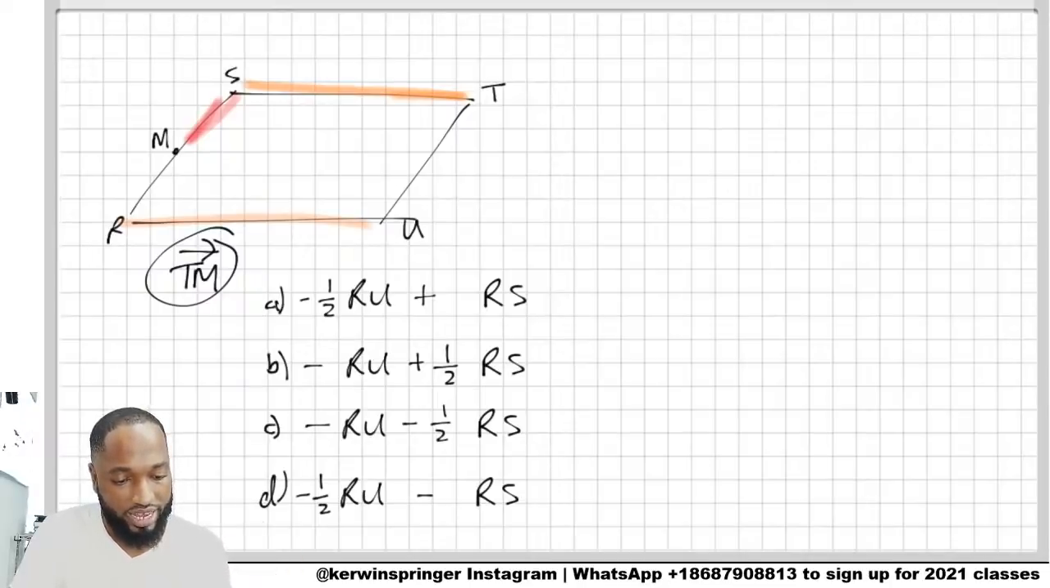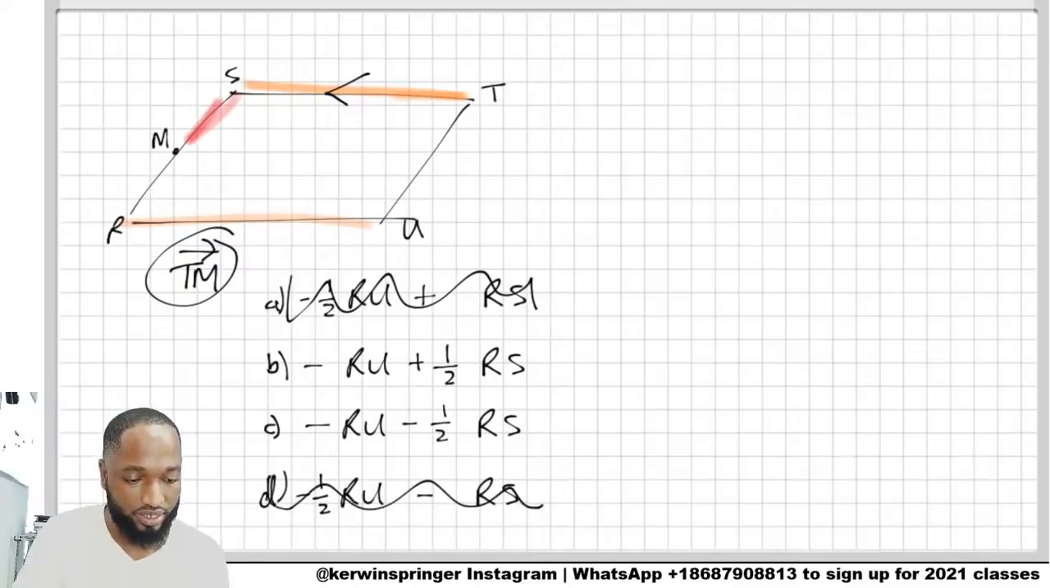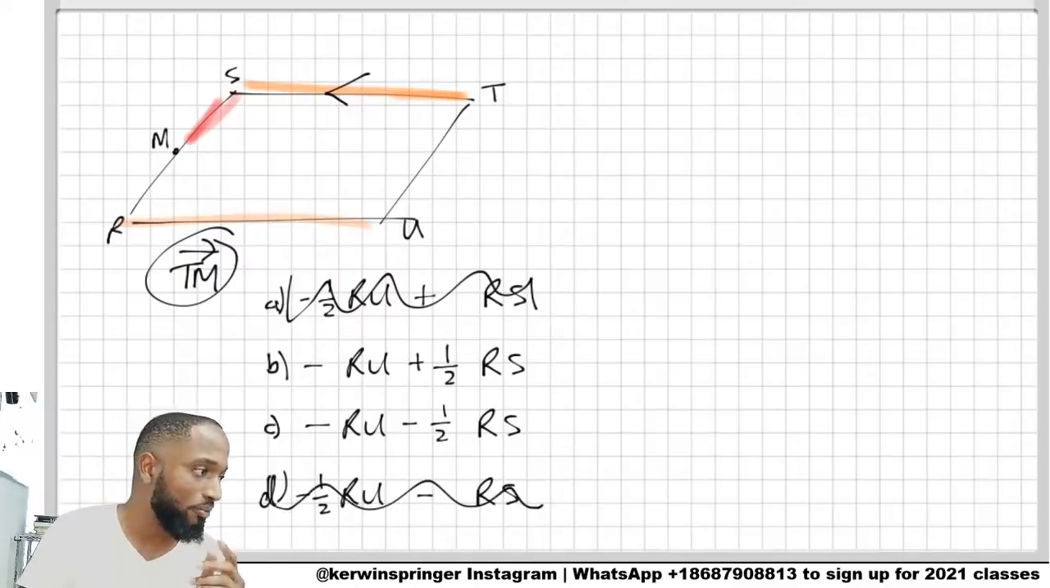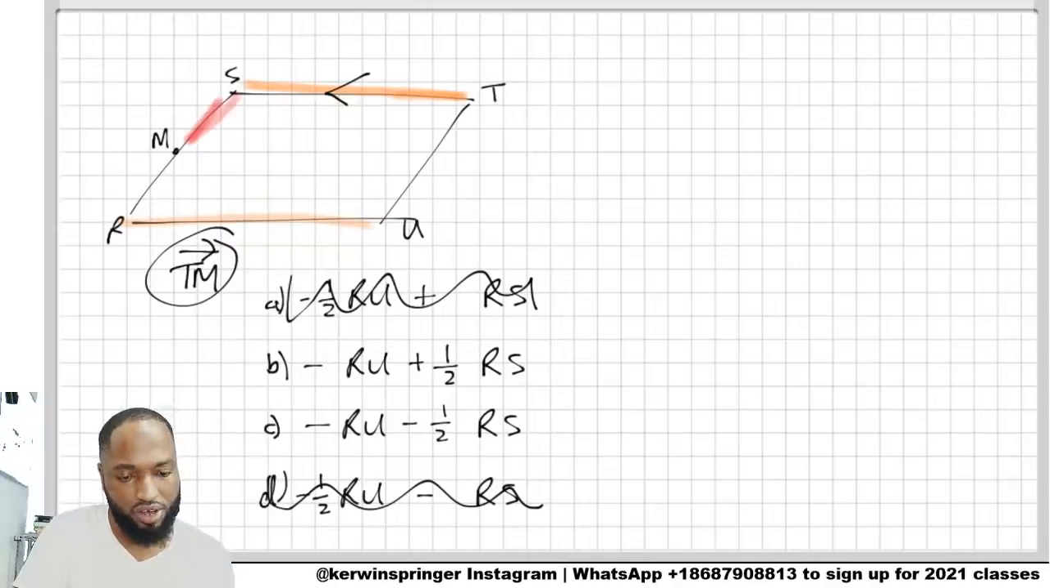So we should realize that if we're going this way, we can't use RU. We need to use -RU. So anybody with -RU gets to stay. It's not half. We actually went across the whole distance. So it's either B or C. And now we want this little half of RS, but it's negative as well. -1/2 RS. So the answer is C.